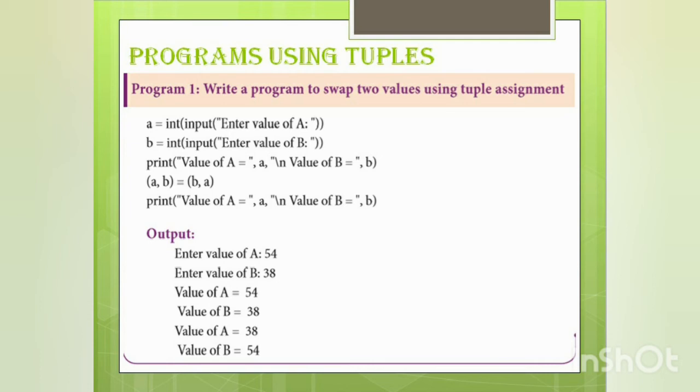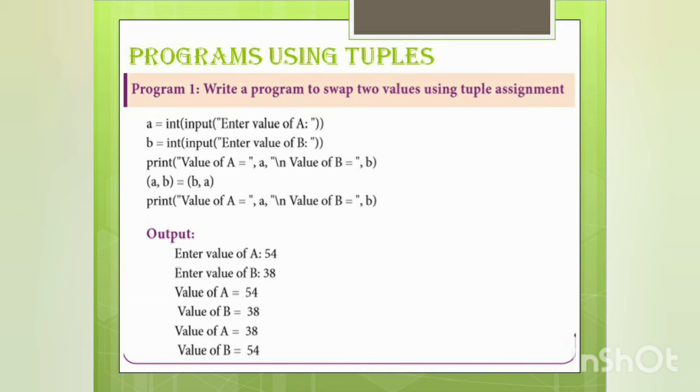Then one more value you want to get, right? b is equal to int of input of enter the value of b. After getting the b value, it will be stored in small b. Then print value of a is equal to small a. The value of a will get printed. Whatever value you got during the execution time will be stored in a. So small a means that value will get printed.